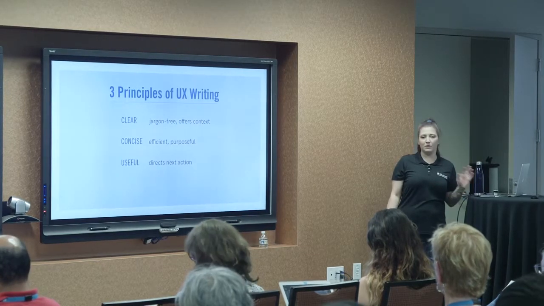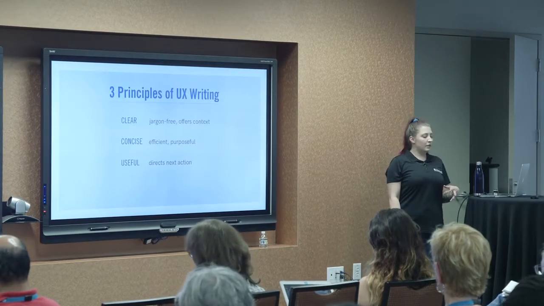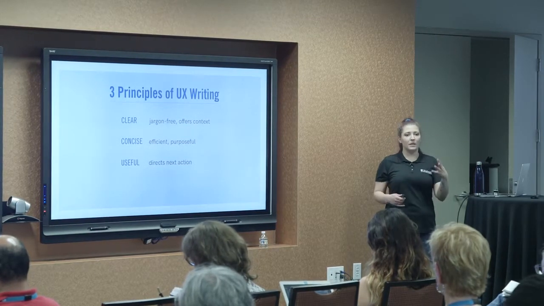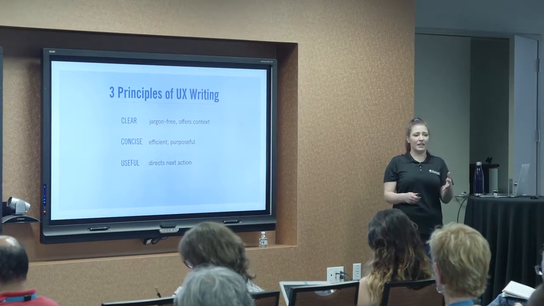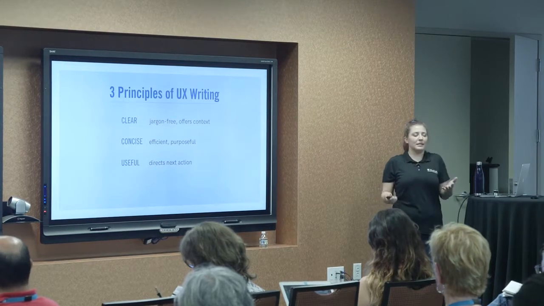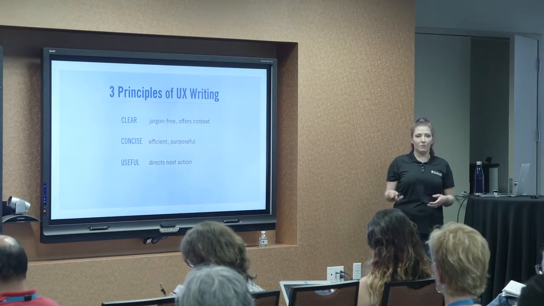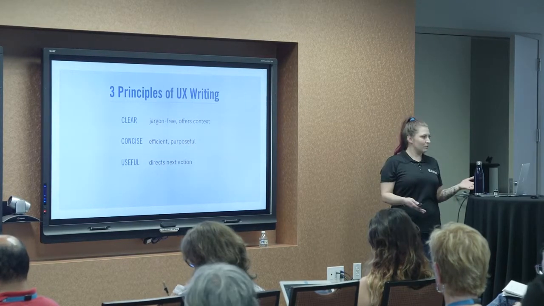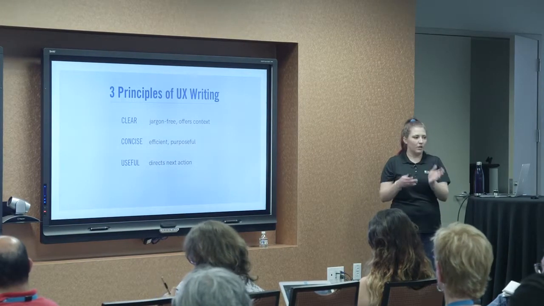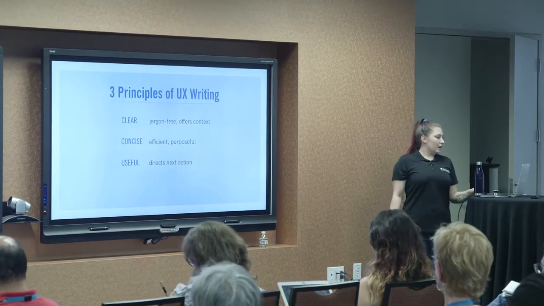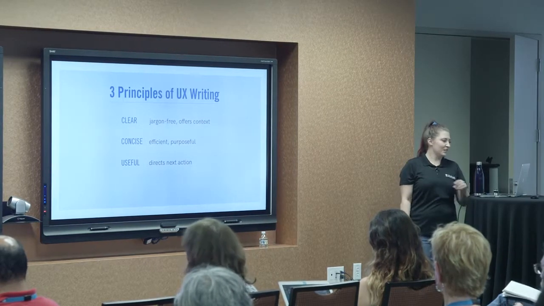So the three principles of UX writing are clear, concise, useful. Clear, this is where you're consistent with names and labels. Don't refer to the same thing different ways. This is not the time to bust out the thesaurus and get creative. So if you're going to call something my account, don't refer to it as the account center later or your profile. Call it my account the whole way through. Use plain language. Just don't use the thesaurus here.